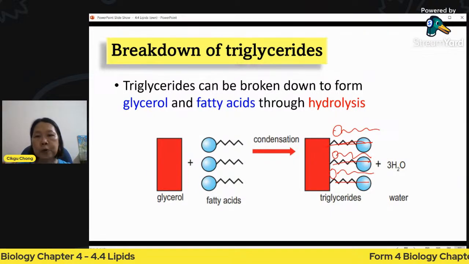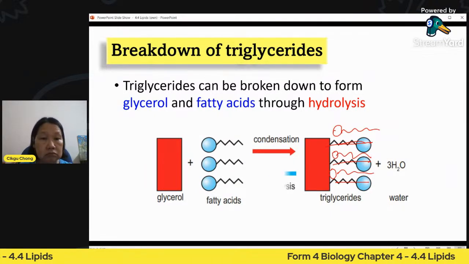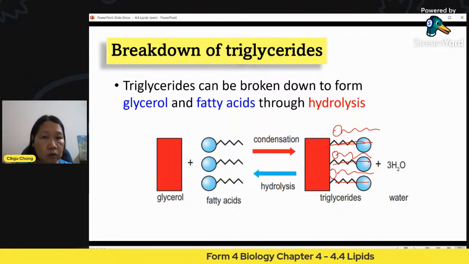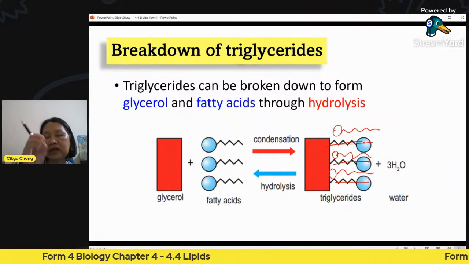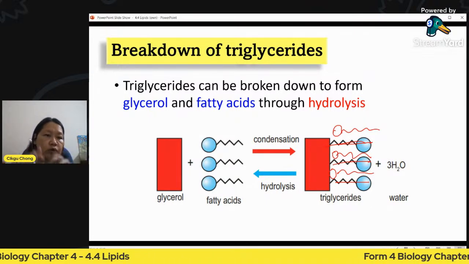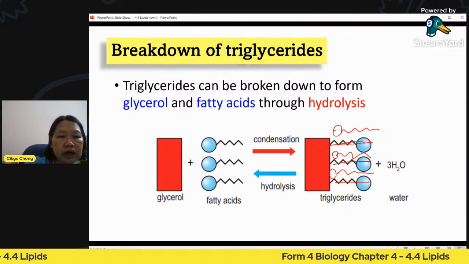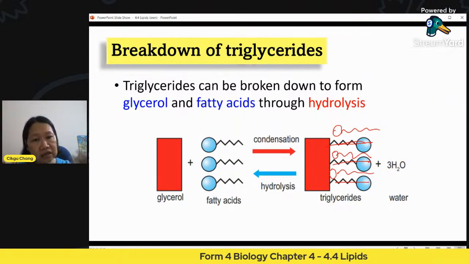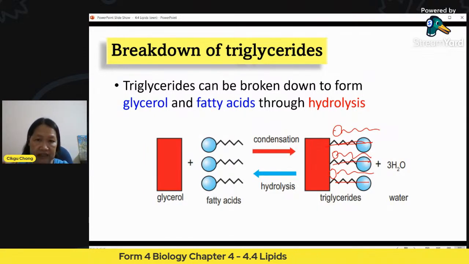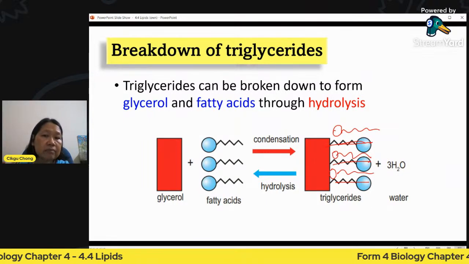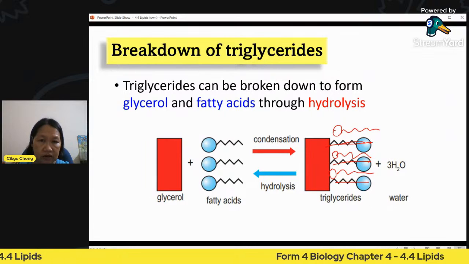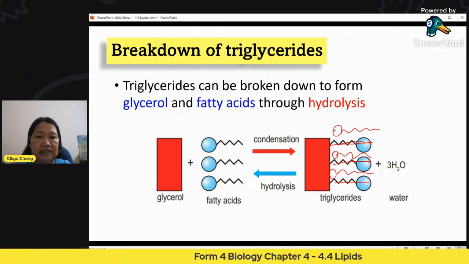You have to add back the water, and this process is called hydrolysis. By putting in your H and your OH again, you would have removed the bond. Now you will have formed back the glycerol and three fatty acids. So you can break the triglyceride by adding back water into it, and the process is called hydrolysis.